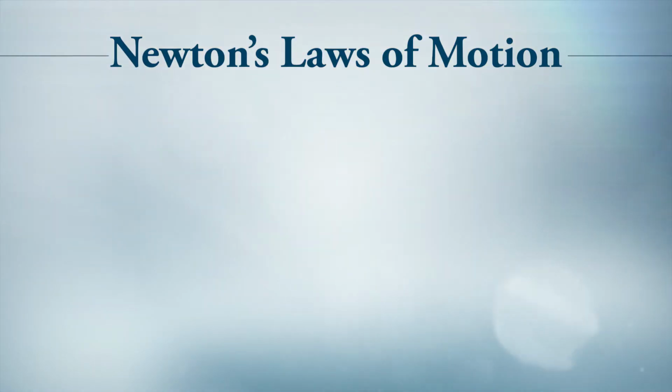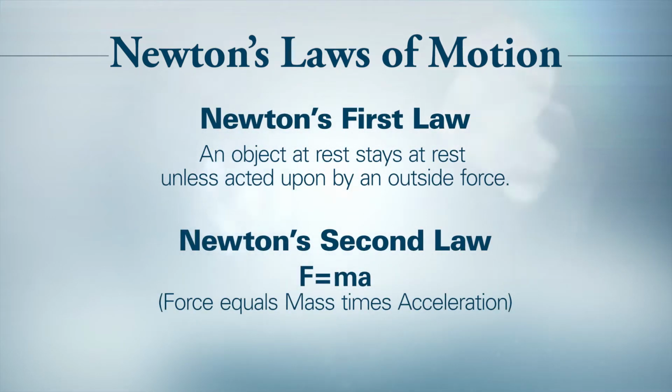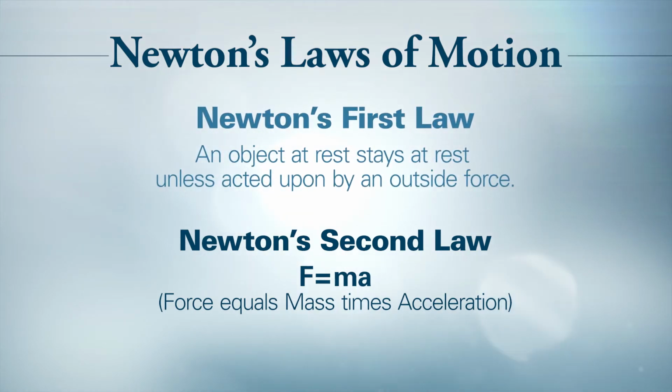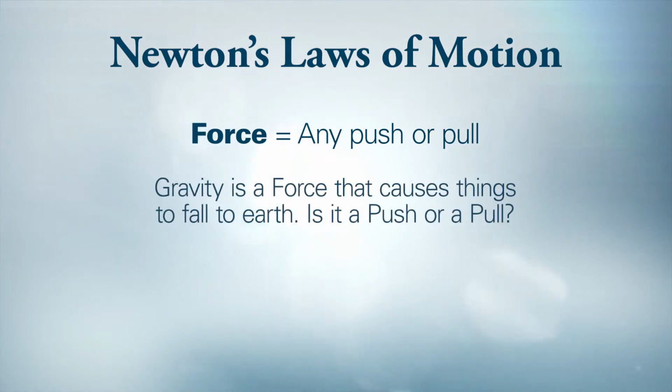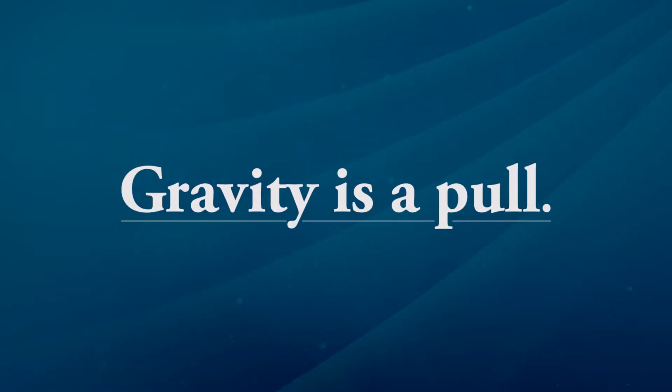Sir Isaac Newton developed a series of laws about how physical forces act together. One of those laws you've probably heard before: an object will stay still at rest unless it's acted upon by a force. And a force is any push or pull. Gravity is a force that causes things to fall down to earth. You might remember Newton's experiment where the apple fell down from the tree and he wondered why it did that. So when something falls to the earth, gravity is the force. So is gravity a push or a pull? It's a pull because things are being pulled down to the surface of the earth.